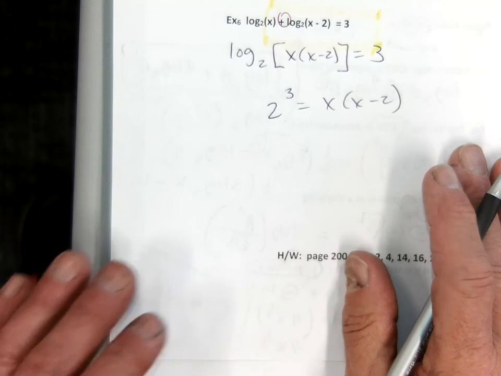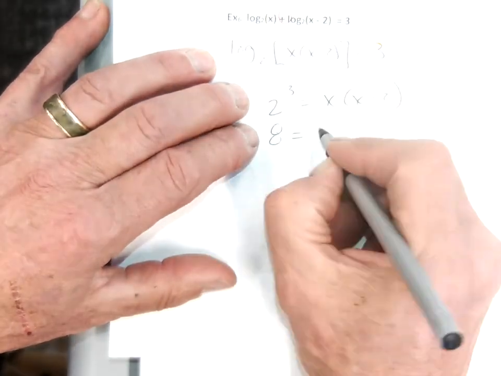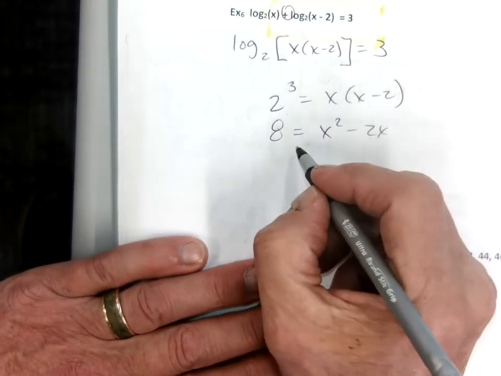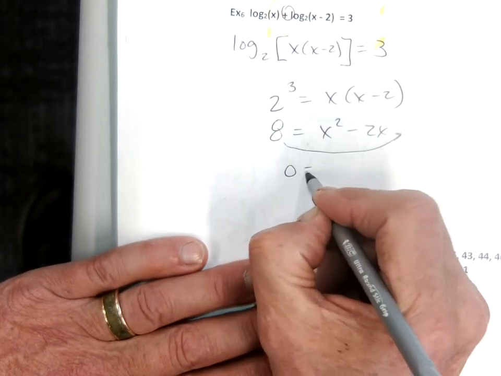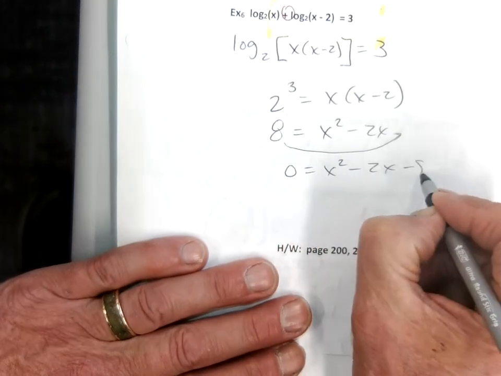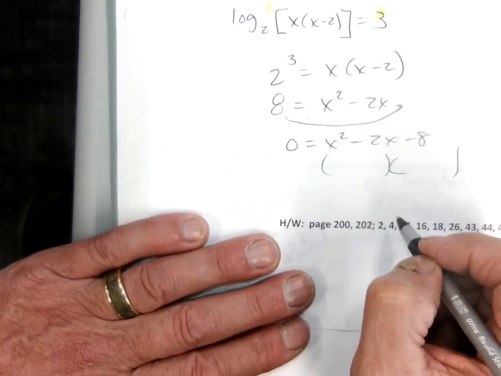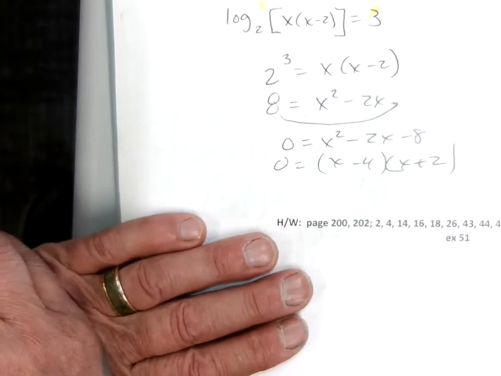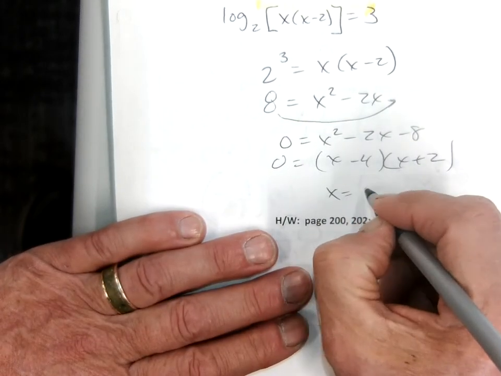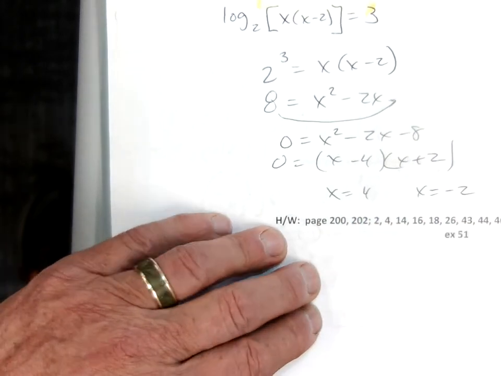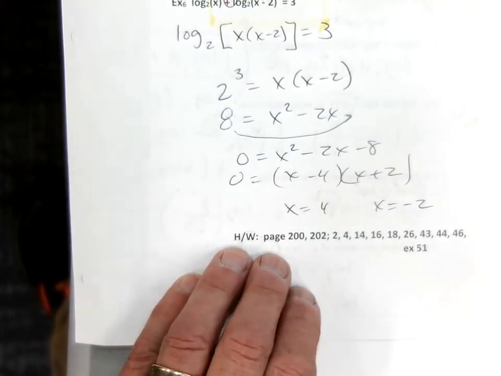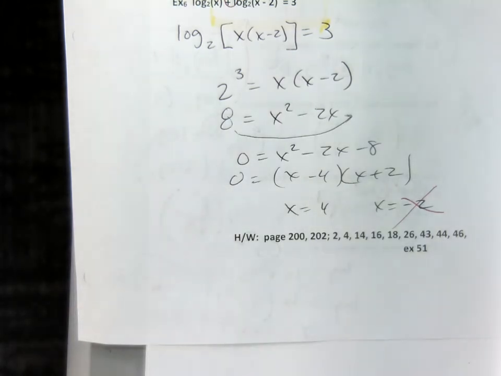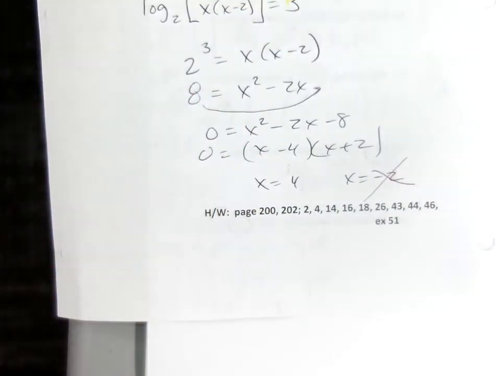Nice job. 2 to the 3rd power is 8, equals x squared minus 2x. Bring over my 8. I'm going to have 0 equals x squared minus 2x minus 8. Factor: x minus 4, x plus 2. x equals 4 and x equals negative 2, but probably not negative 2, correct? Boom, throw that out. What do you think? Not bad? Thumbs up? Okay, so you've got a homework assignment and lots of time to get it done.